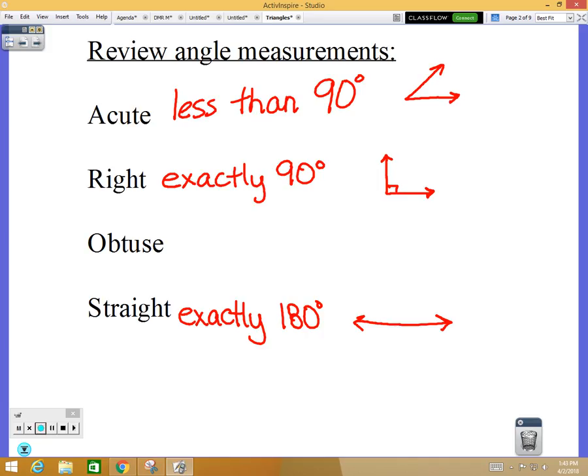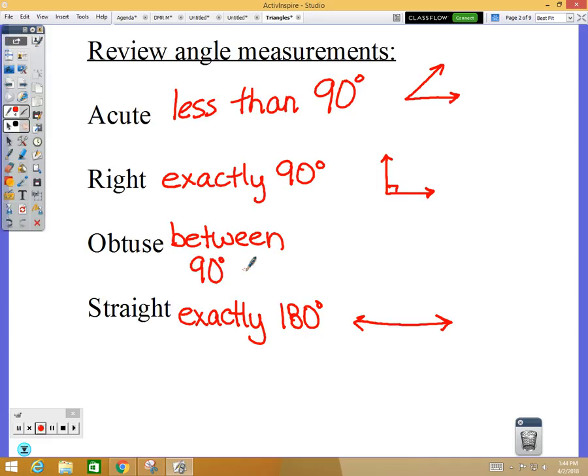okay? Now what can we say about obtuse? Careful, don't just tell me more than 90, because that's not true. More than 90 would mean it could be 200, which is not true. What would you like to say about obtuse? Okay, between 90 degrees and 180 degrees. I like how you have that phrased. Between 90 and 180 degrees. An example of one of those would look like that. Okay?